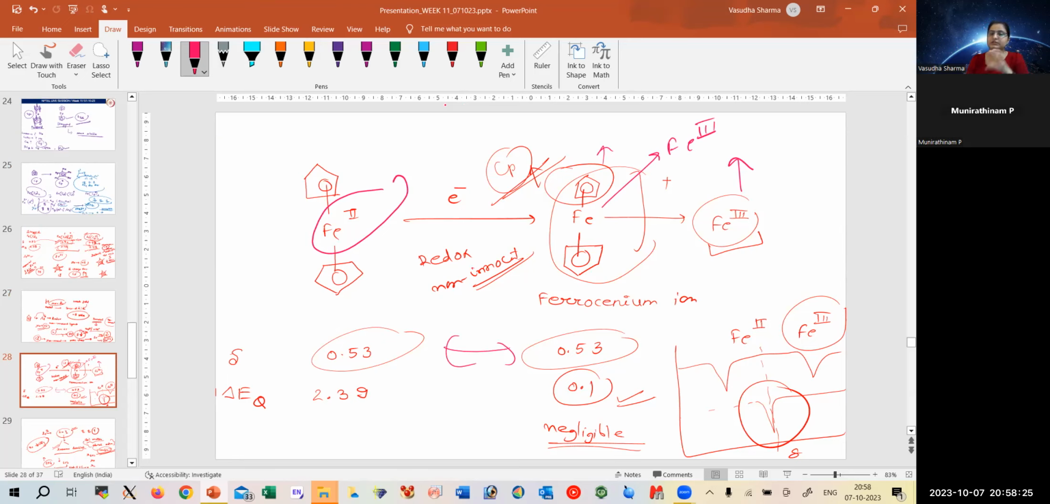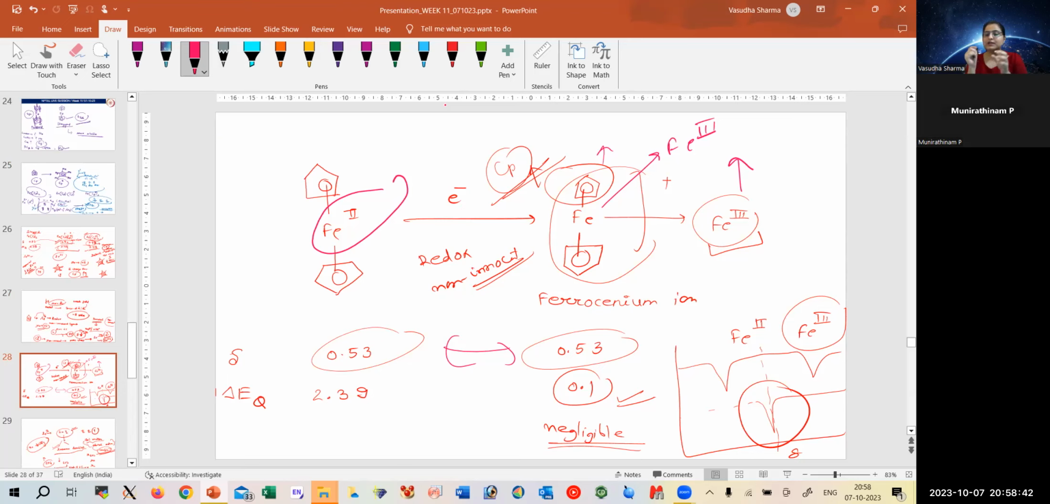Because they are redox non-innocent ligands, they balance out the charge. They do not let the iron be deficient. That's why they give the electron density and they maintain the isomeric shift. So therefore, the isomeric shift for both ferrocene and ferrocenium is constant.